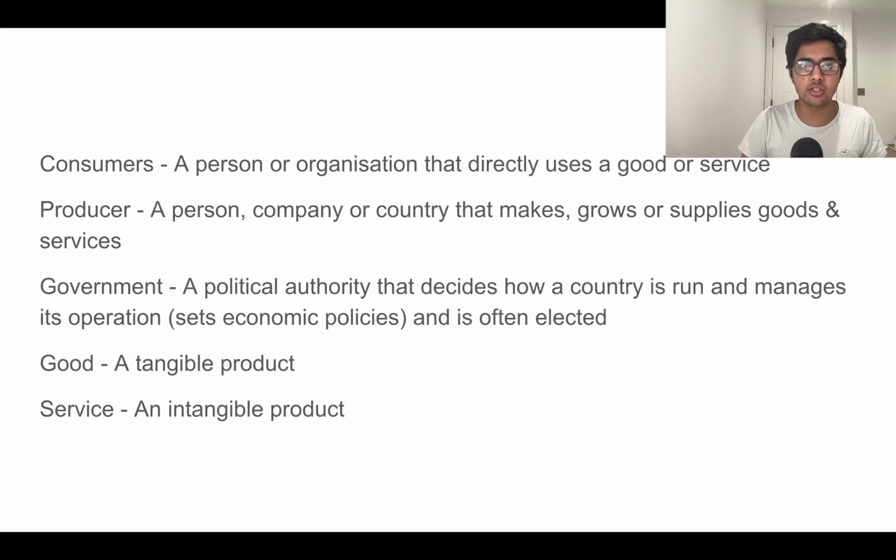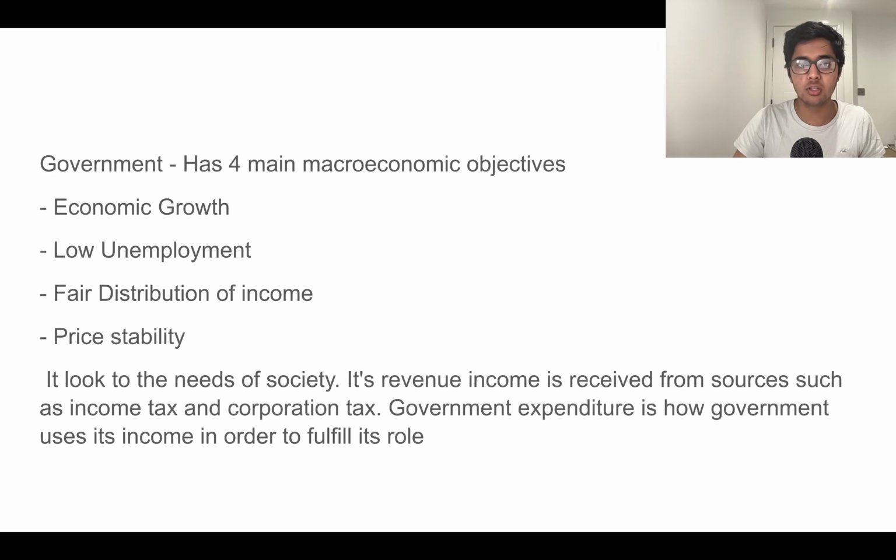Now, 2 important definitions you must know in relation to these are goods and service. A good is a tangible product and a service is an intangible product. So, the government, which we mentioned earlier, has 4 macroeconomic objectives. All the policies it sets and the decisions it makes are on account of achieving these objectives: economic growth, low unemployment, fair distribution of income and price stability.